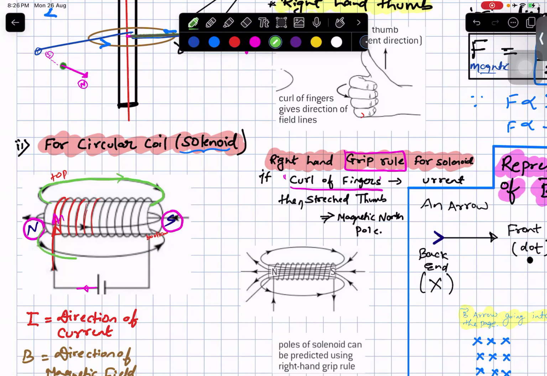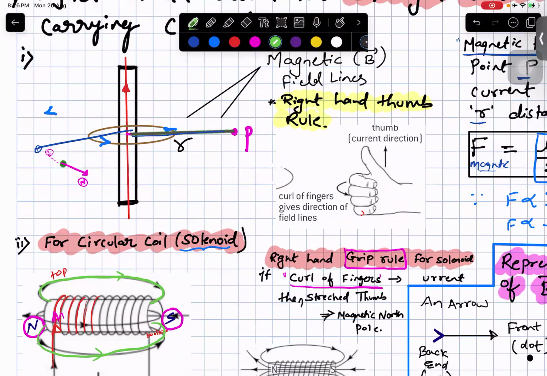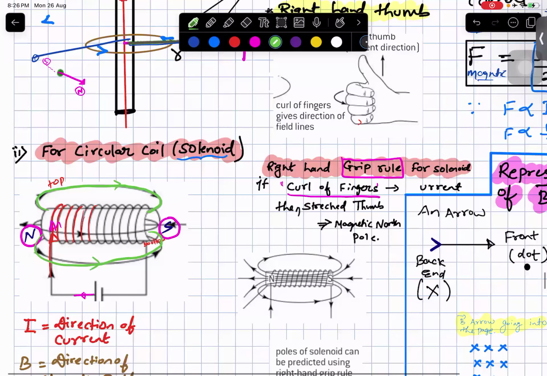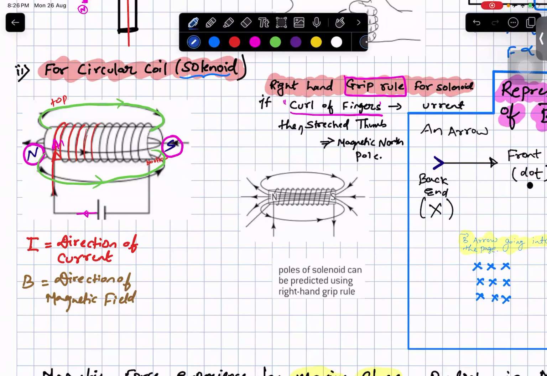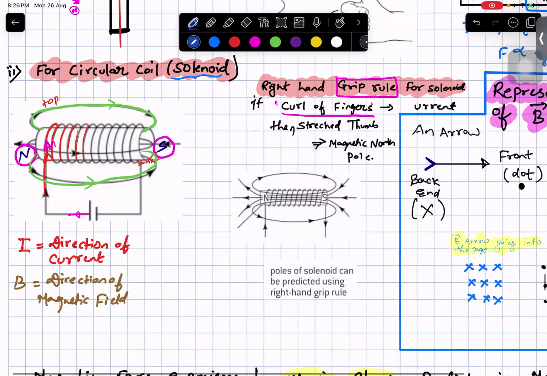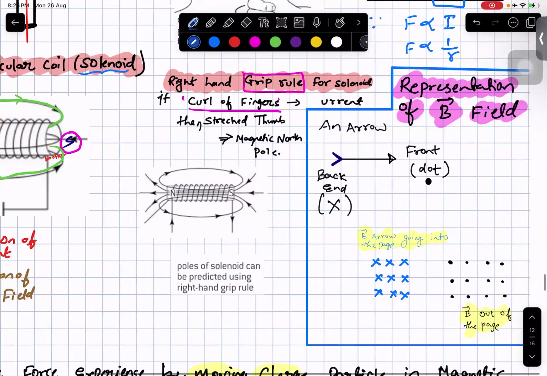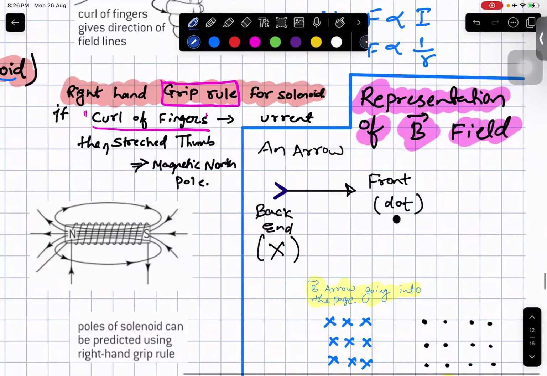So this is for the solenoid, the above one for the straight conductor. And we expect the greater the current, the more magnetic field lines, and also the more number of turns, the more the magnetic field strength is going to be.